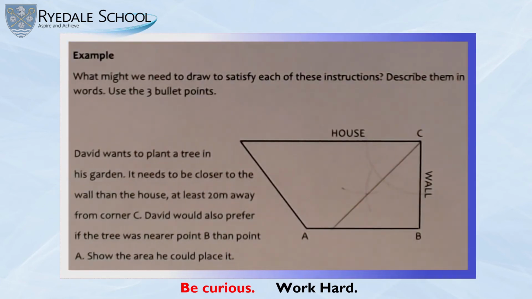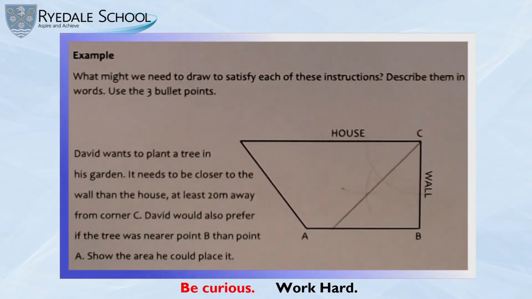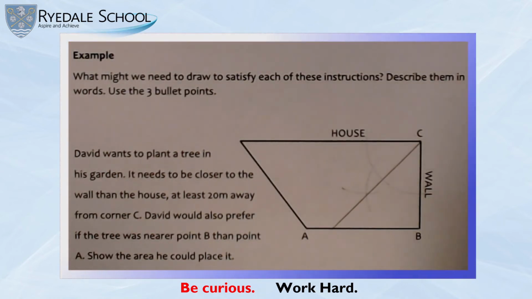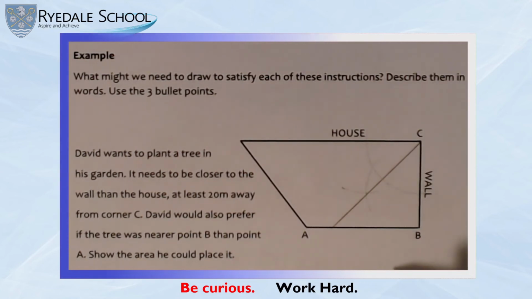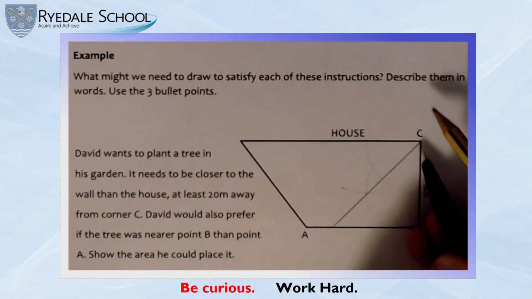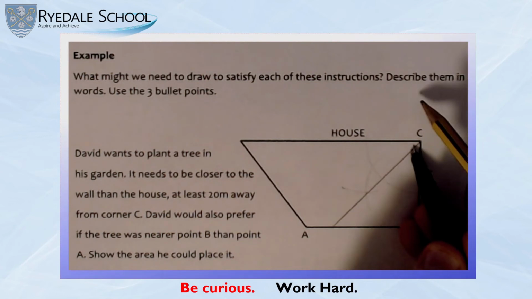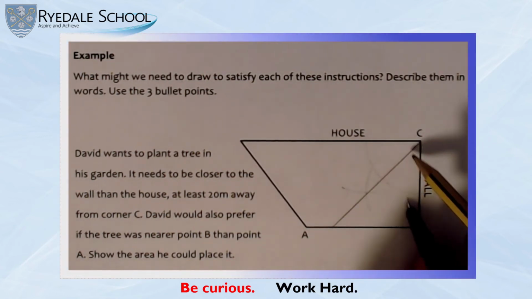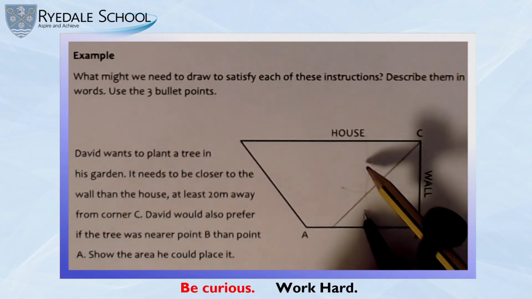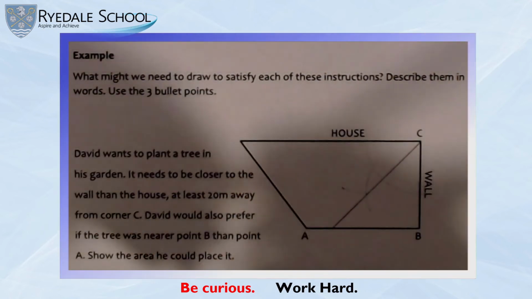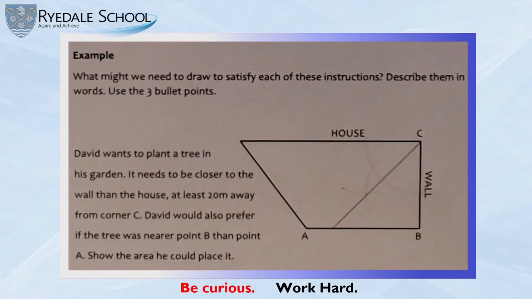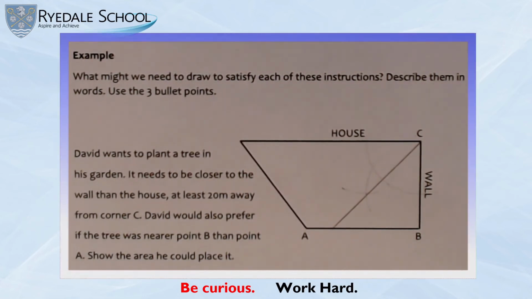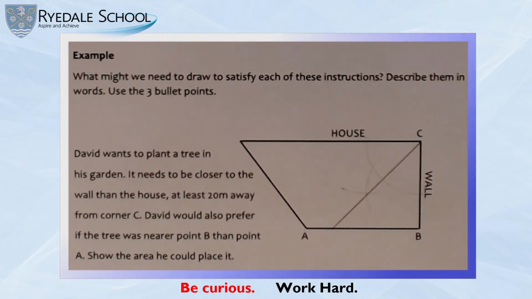So for my second construction, I am trying to do all the points that are at least 20 meters away from corner C. So anything using the scale that is 2 centimeters away from C. So it could be 2 centimeters in that direction, 2 centimeters in that direction, 2 centimeters literally in any direction. So the way that I need to do this one is I need to set my compasses to 2 centimeters, because that would be 20 meters.